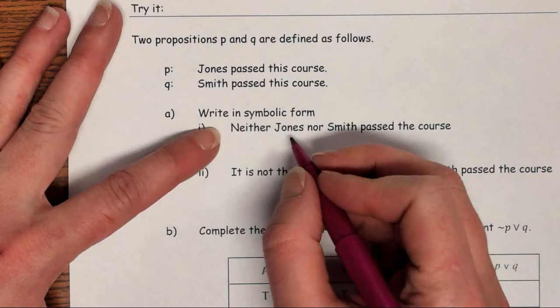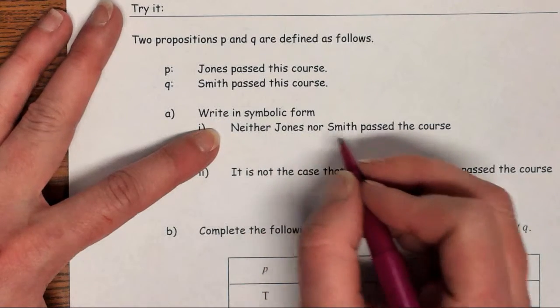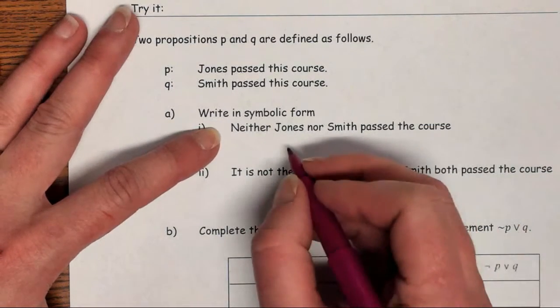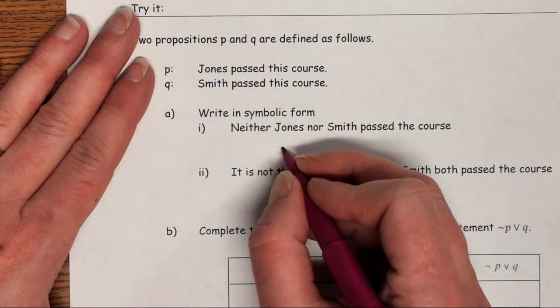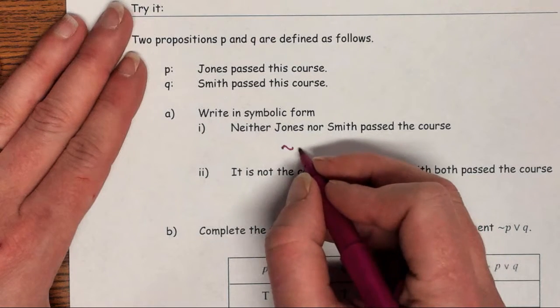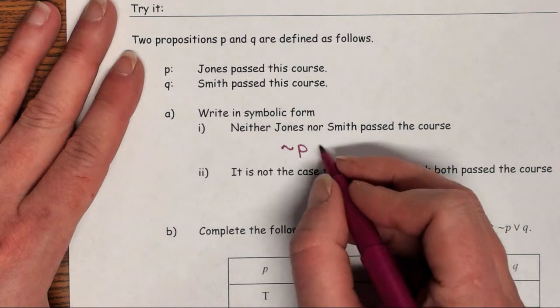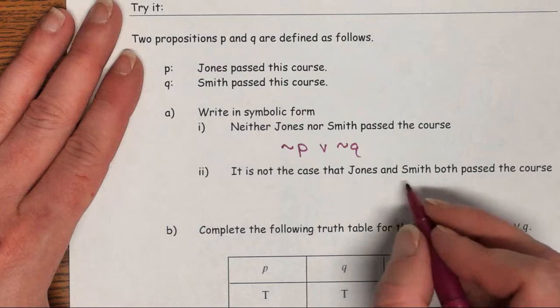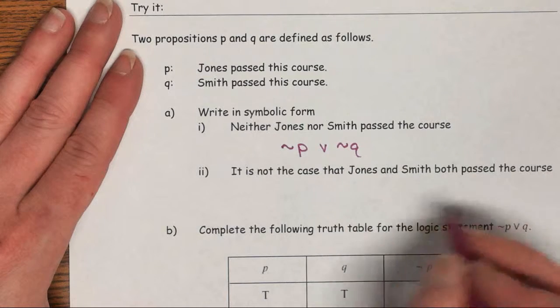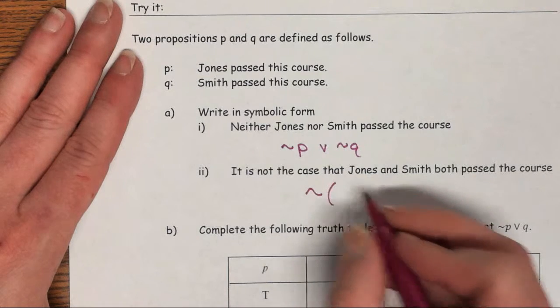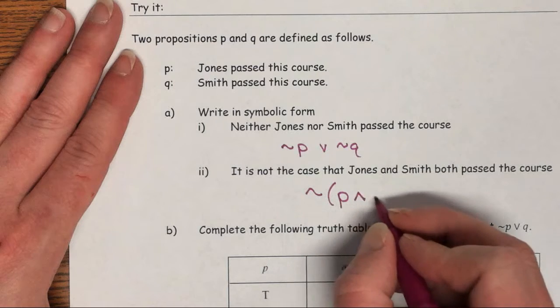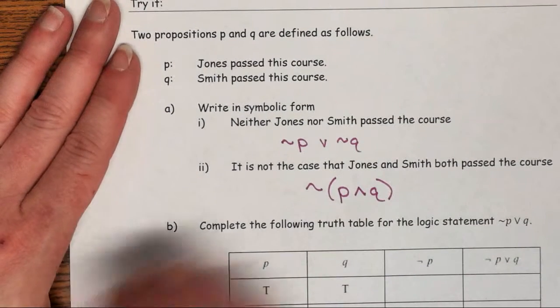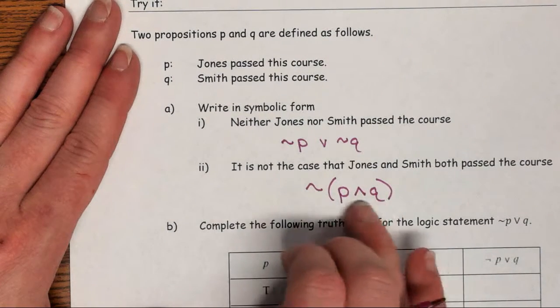So, in symbolic form, neither Jones nor Smith passed the course. It is not the case that Jones and Smith both passed the course. Not the case that they both passed.